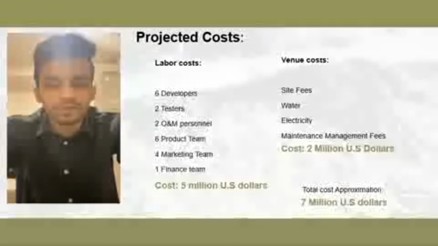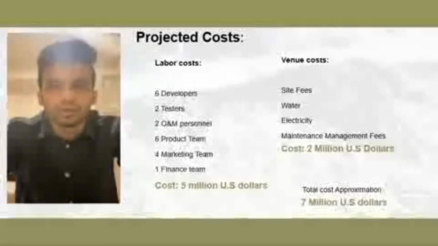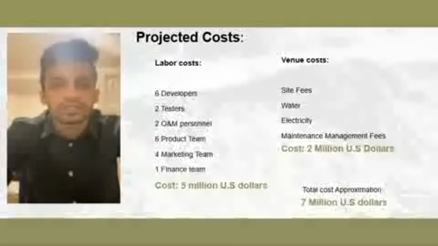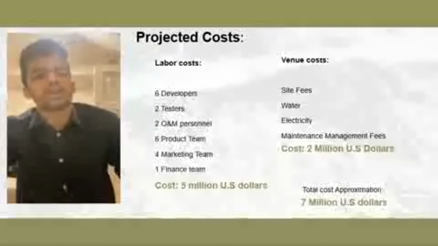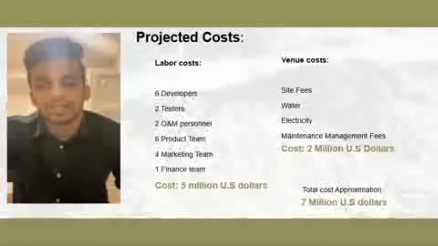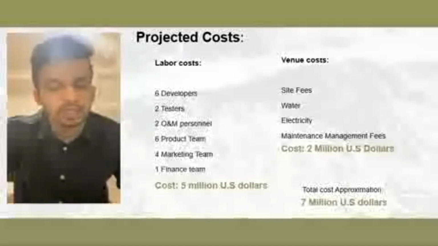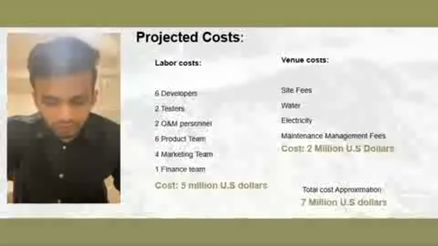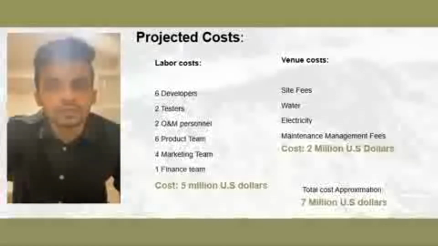And the second category is the venue. That would include the site fees, then all the water, electricity, everything which is required for the operation and for the office, and other maintenance management fees. These fees are calculated, and the total cost goes up to $2 million. Rounding this up, for both categories, we have a total cost of $7 million involved in this project.